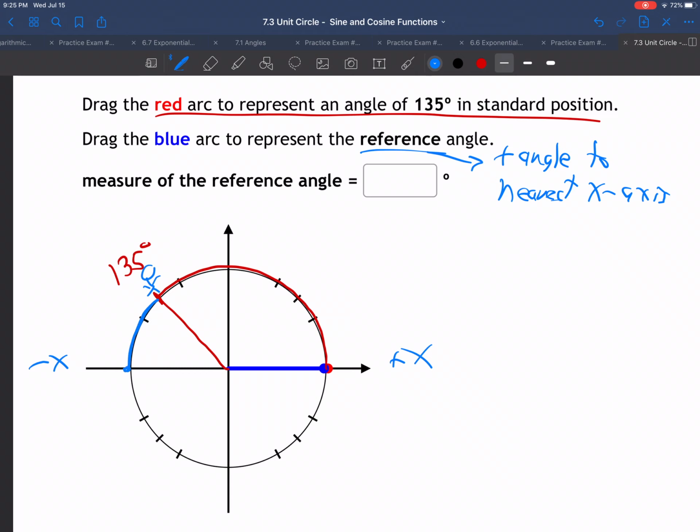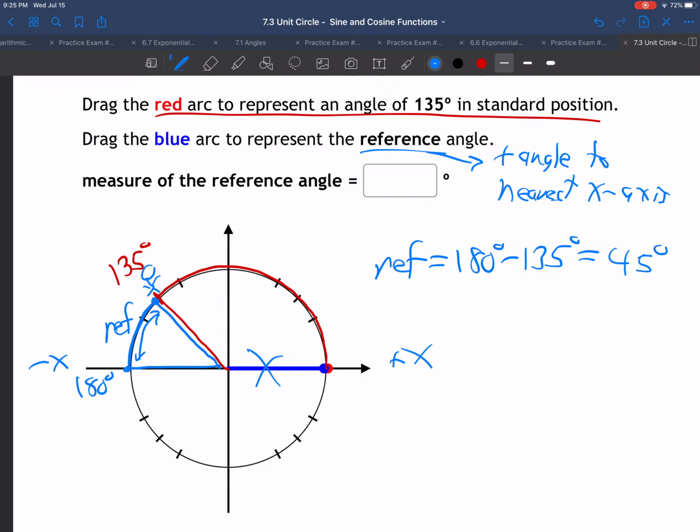So it'd be right here. This is the reference angle. So you'll need to move one of the arms here, and the other arm will be right there beside the red, and not here anymore at all. And this is your reference angle. It's how far from the nearest x-axis side, and this is 180, so the reference angle will be 180 minus 135, which will be 45 degrees. So 45 will be your reference angle in that case.